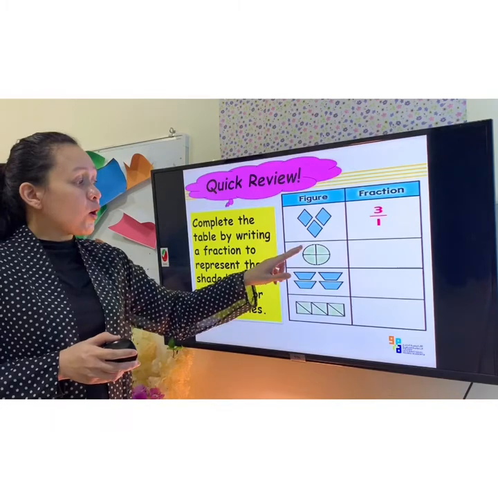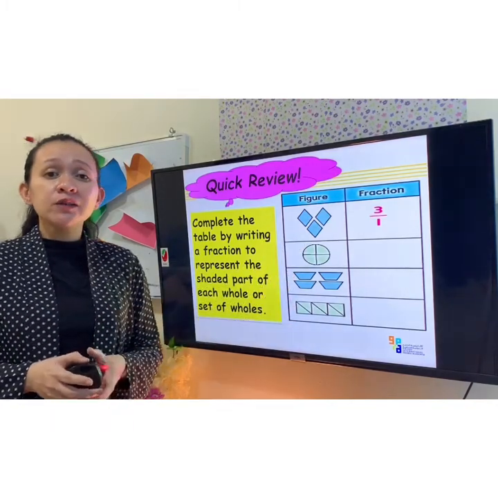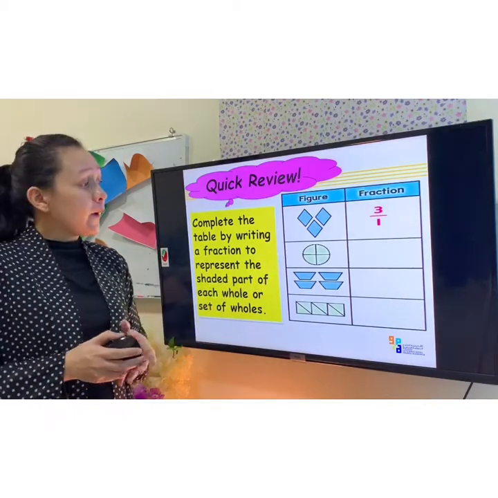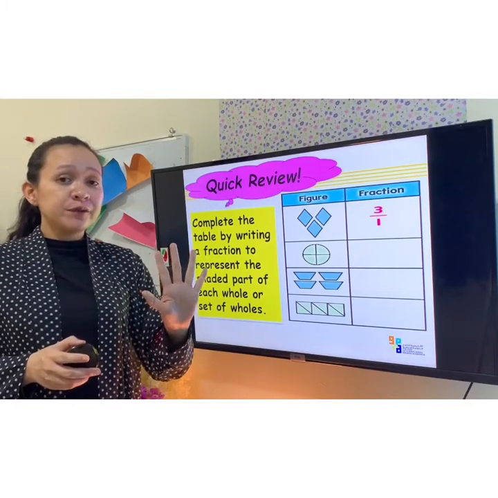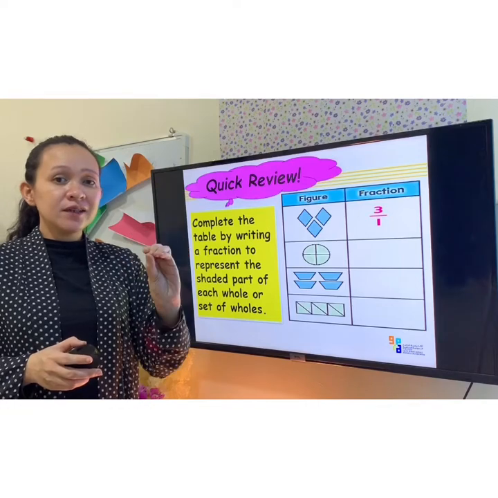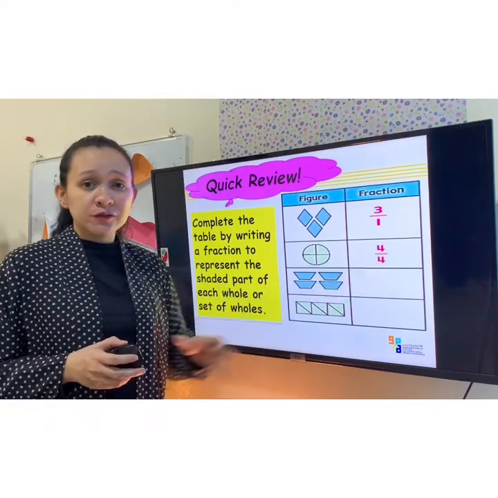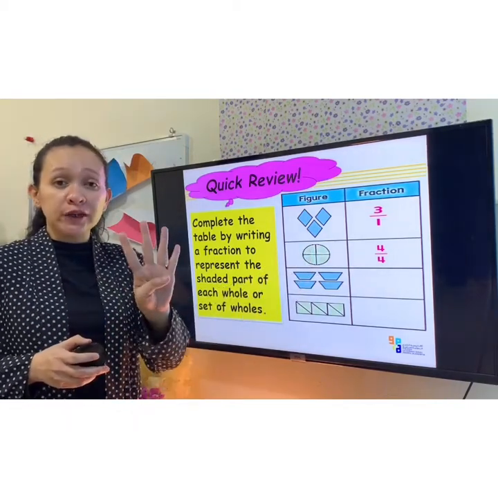Now, you are going to answer the rest on your own. I'm going to give you 5 seconds to answer. Let's start on the second figure. Timer starts now. 5, 4, 3, 2, 1, 0. What is your answer? The answer here is 4/4 because we shaded all the parts and there are 4 parts.